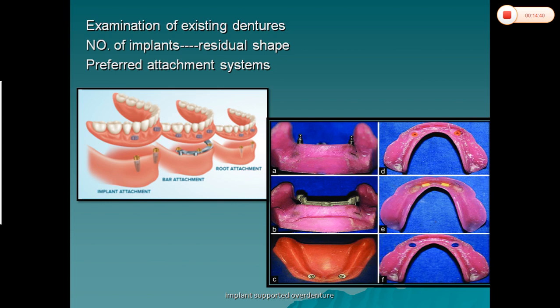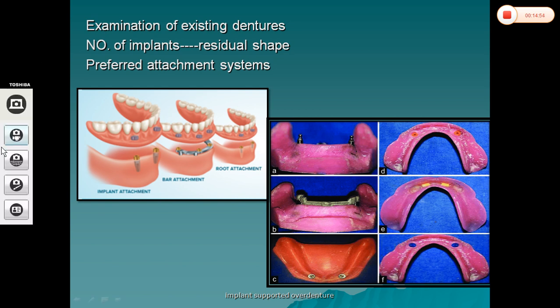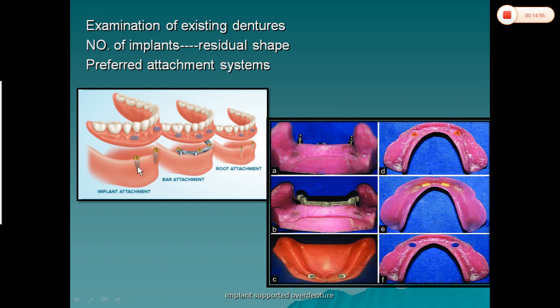So first, depending on the ridge size, we have to decide the number of implants. The location depends on the stress distribution, and depends on the aesthetics and on hygiene maintenance. See here, implants are placed.